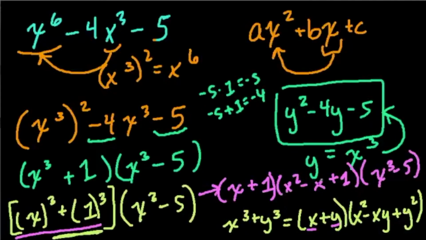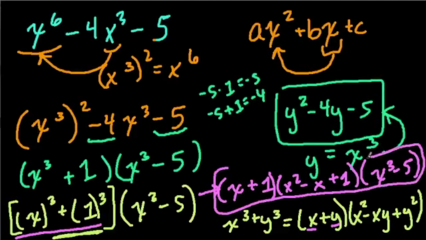And essentially here we're done because for this quadratic, the factors that multiply to positive 1 are 1 times 1 and negative 1 times negative 1, and they don't add to negative 1. So we can't factor this any further, and basically we're done. So we get x plus 1 times x squared minus x plus 1 times x cubed minus 5.